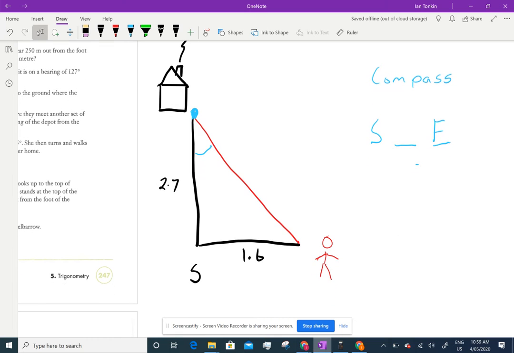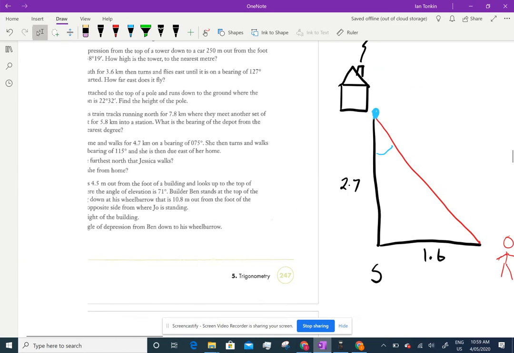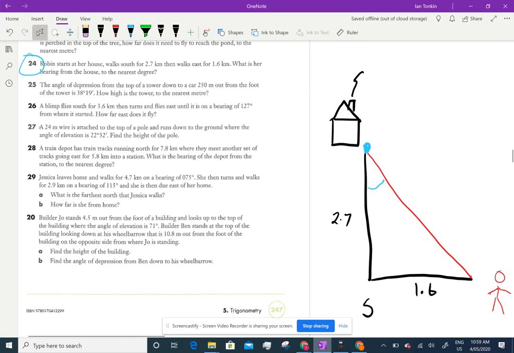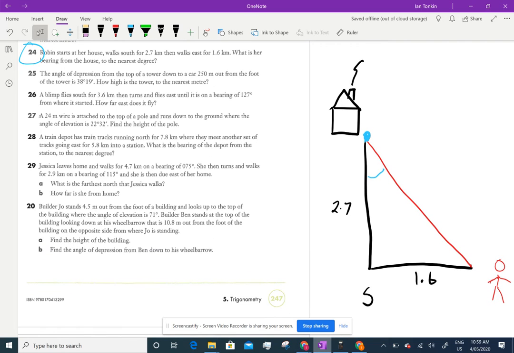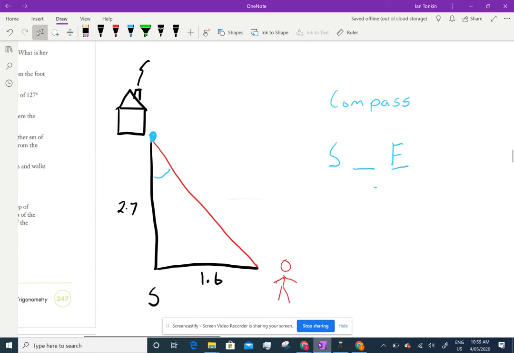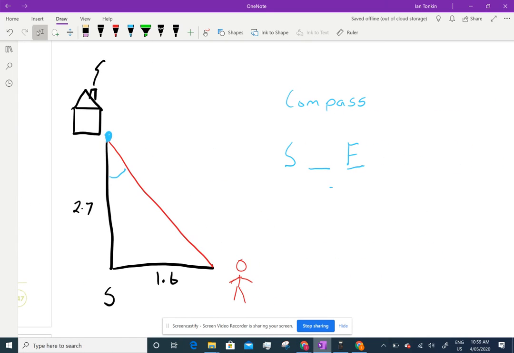So if someone said, oh, Robin's lost, where is she? Oh, she's south, whatever that angle is, east. She's on a bearing of south. If you walk on a bearing of south, whatever the angle is east, you'll run into Robin. Okay. So how am I going to work that angle out?